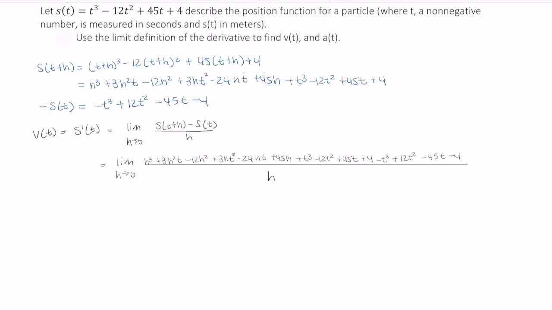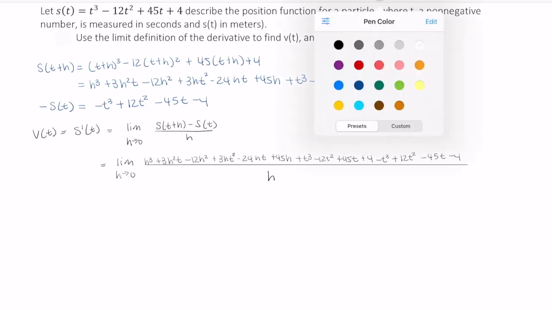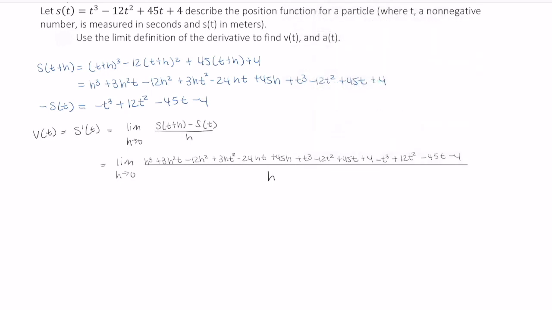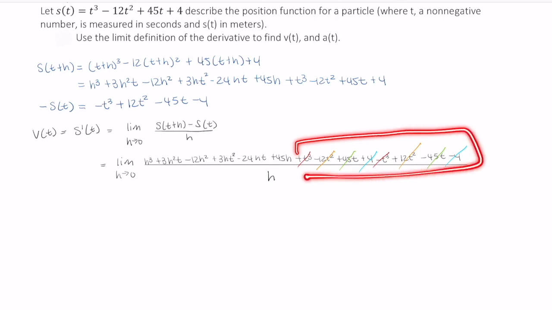Now, if this looks daunting, don't let it be. A lot of things are going to go away. If you notice, we have a positive t cubed and a negative t cubed, so that's 0. Take a moment and see if you can figure out what else goes away, that is, what else adds to 0? All right, so you should have crossed out these 8 terms here at the very end. All of those just add up to 0.